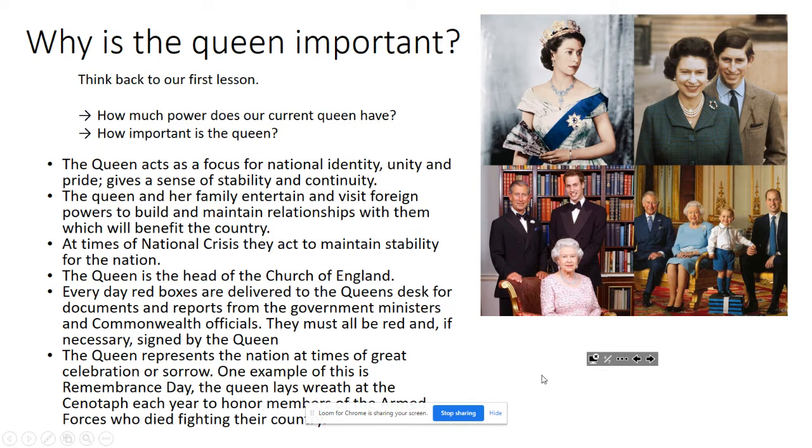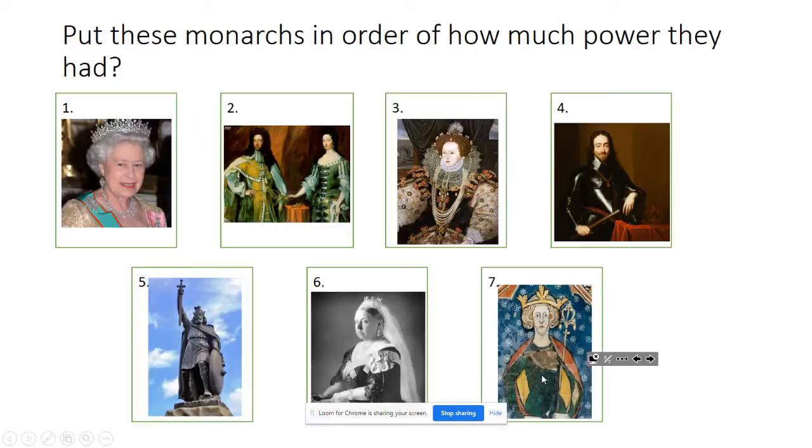She lays a wreath at the cenotaph each year to honour members of the armed forces who died fighting for the country. So she is someone who is a symbol, a symbol of power. She doesn't necessarily have all the power. She is very limited in what she can actually do.